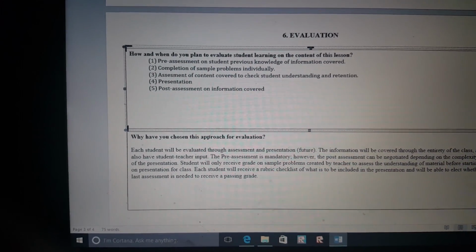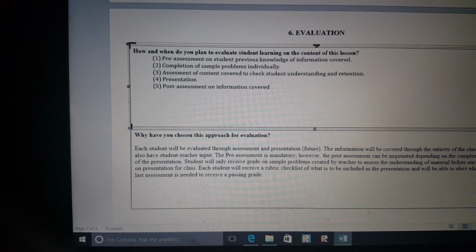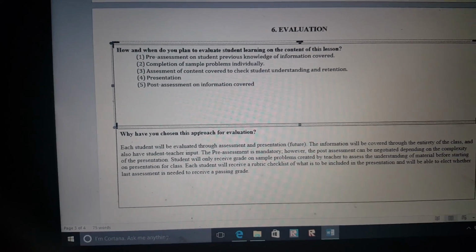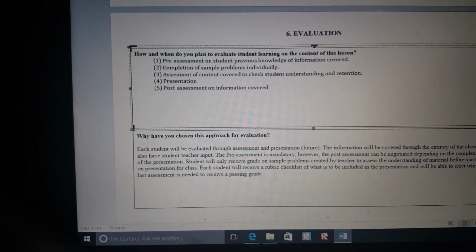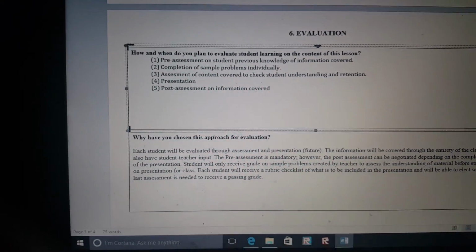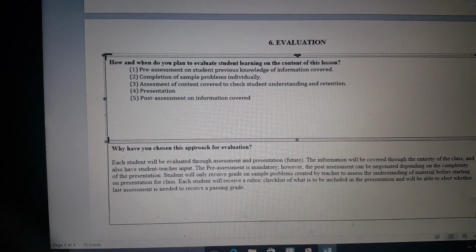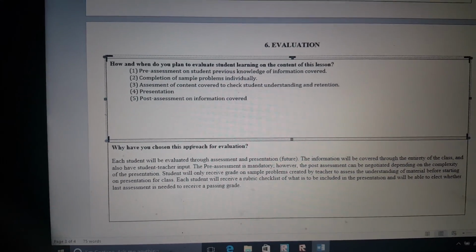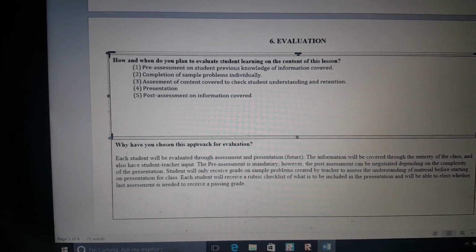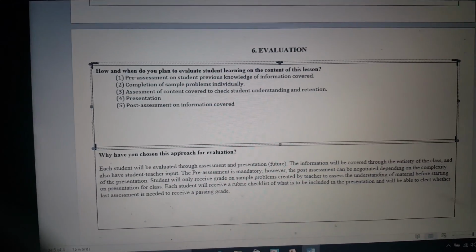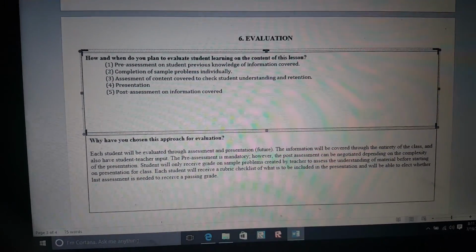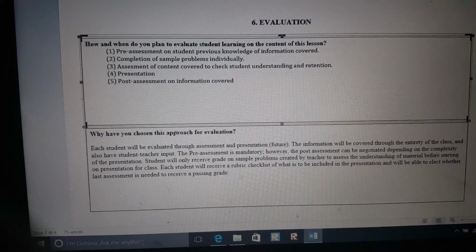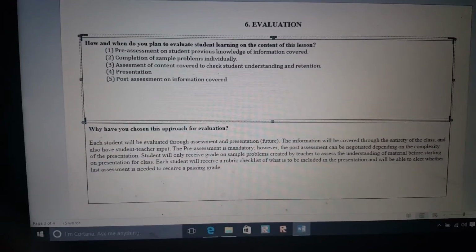So I may have to take that one off and just leave the assessment of content covered to check student understanding, because we want to make sure all students understand what is going on. Number 4, presentation. The presentation will not be due at this particular time, but it will be due the following week, because I feel that if I try to do that this week, it will put too much on the student. So we want to make sure we have the students' best interest at heart. And the last one, post-assessment on information coverage.